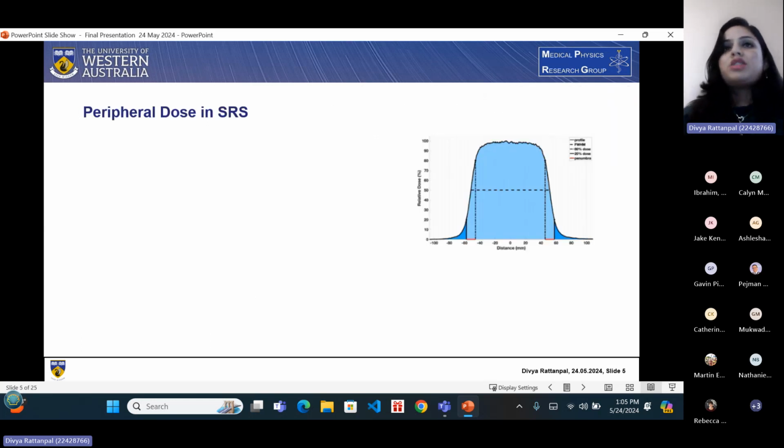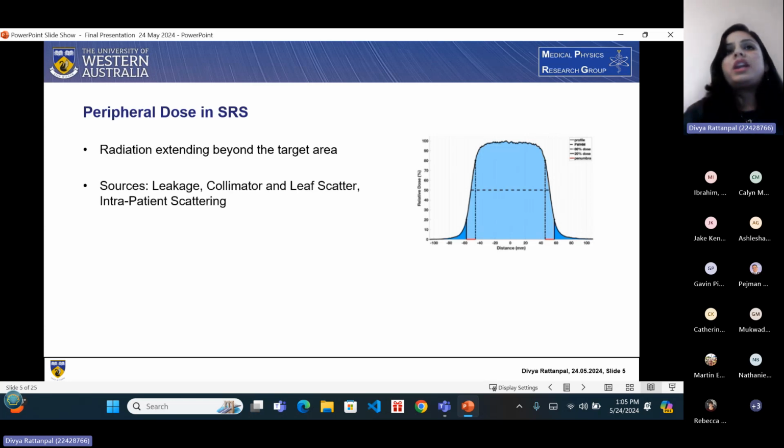Peripheral dose in stereotactic radiosurgery. Peripheral doses in stereotactic radiosurgery are the doses that extend beyond the main treatment field area, and the sources of peripheral doses are leakage from the LINAC head, leakage and scatter from LINAC head collimators and leaves, and also intrapatient scattering.